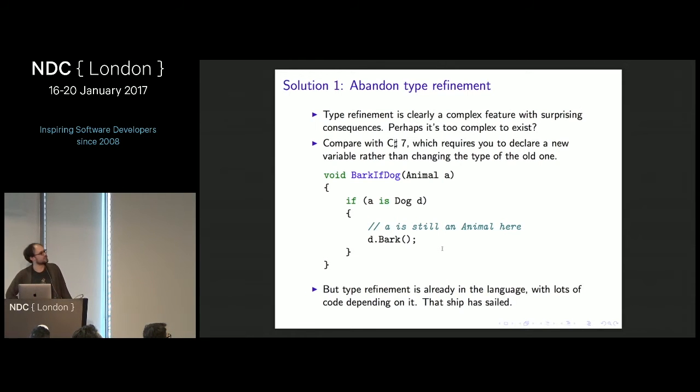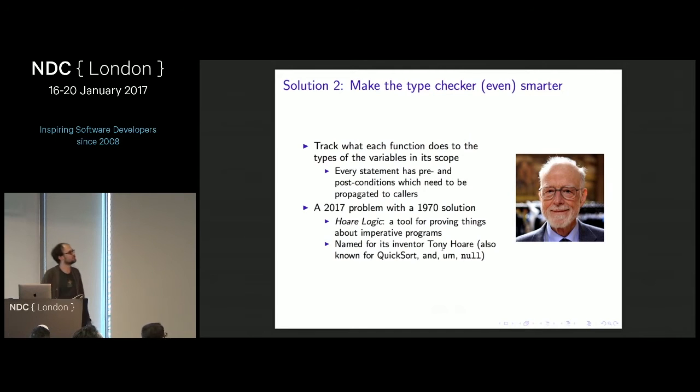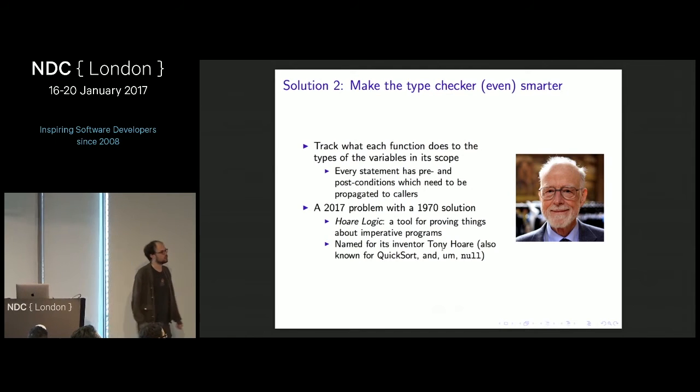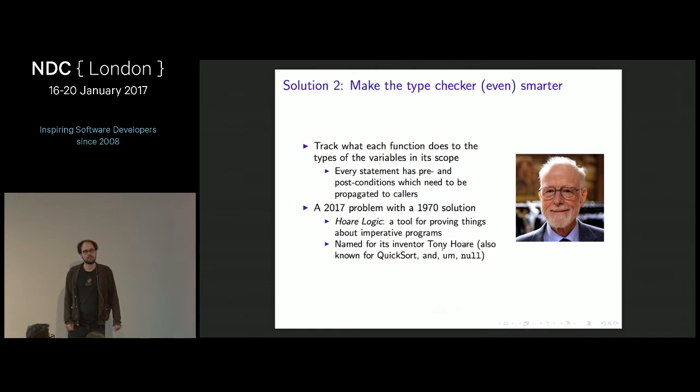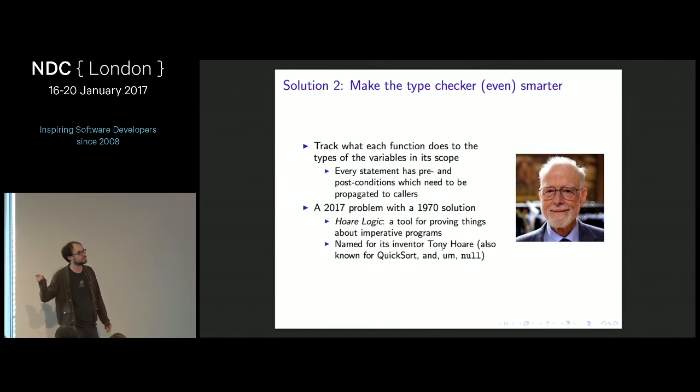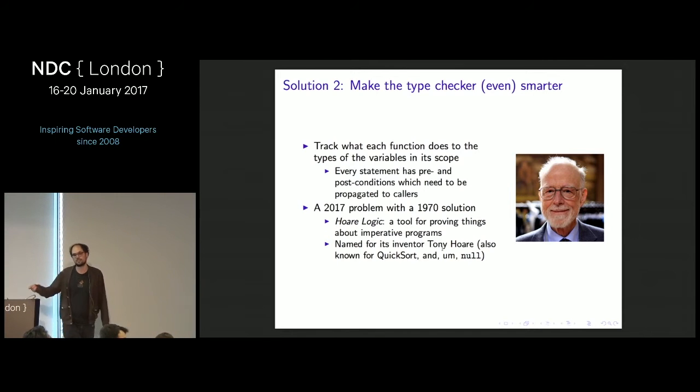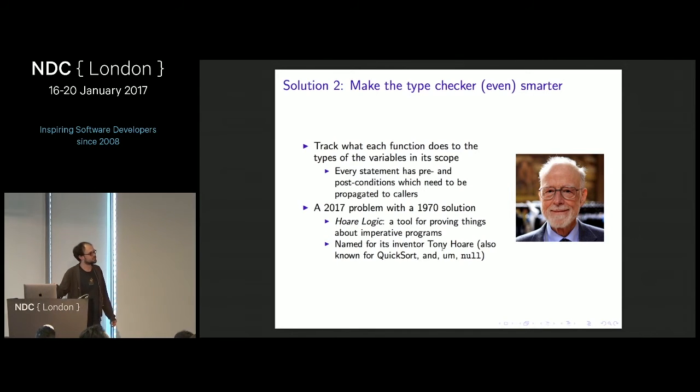So rejecting this idea, another option would be to add some even smarter logic to the type checker, right? The problem was that the type checker couldn't see inside that assign user function. So how can we attack the problem of allowing it to see inside the assign user function? Well, it's a 2017 problem, but we can go back to the 1970s to find the fix. And the fix is something called Hoare logic.